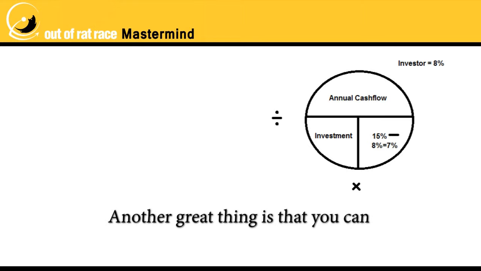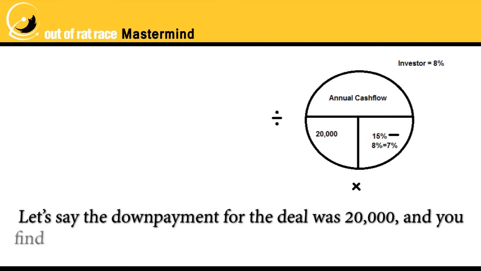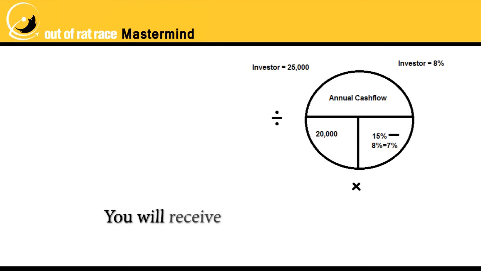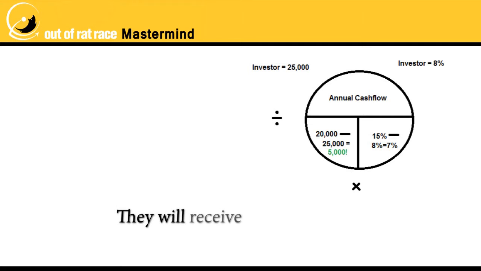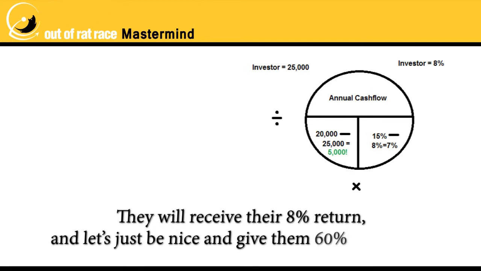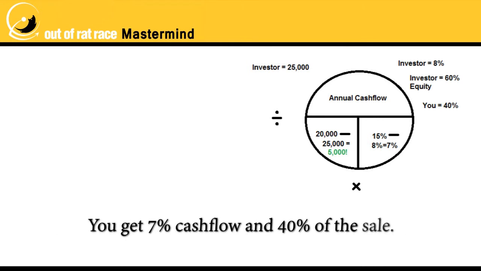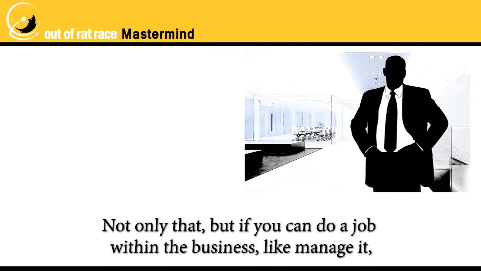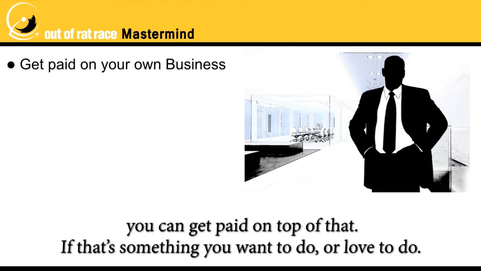Another great thing is that you can make money upfront on a deal. This is called Trifecta. Let's say the down payment for a deal was $20,000, and you find an investor who will put in $25,000 to be part of the deal. You will receive $5,000 for your labor, and $20,000 will go into the deal. They will receive their 8% return, and let's just be nice and give them 60% of the sale. You get 7% cash flow and 40% of the sale. Not only that, but if you can do a job within the business, like manage it, you can get paid on top of that, if that's something you want to do or love to do.